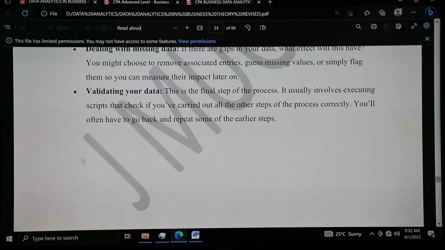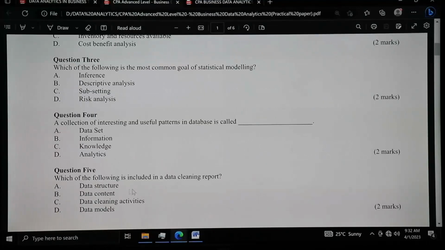Now we have seen specifically what data cleaning is all about. Hence, if you are asked which of the following is included when you do data cleaning, you have to produce a report, and in that report you should have one of the activities that is here. That is what you are asked.